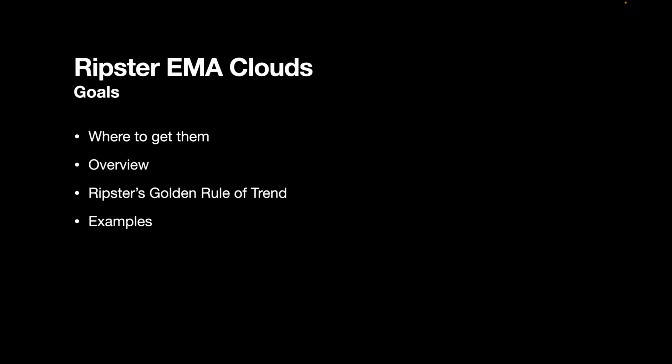So we'll talk about where you can get the Ripster Clouds. They're free, and they're available on a number of different platforms. So I'll show you where you can grab those. We'll go through an overview of the different concepts around these clouds. We'll talk about Ripster's golden rule of trend, and then I'll walk you through some examples and we can talk about how you might be able to use these in your system.